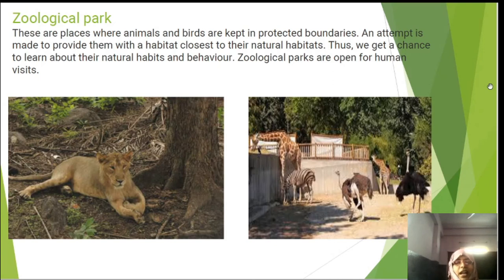So these are the places where animals are kept in a particular cage-like structure, or you can say in an open area, where they are given a good habitat, good place, good behavior. They are kept in a natural habitat so that they can have a home-like structure. Okay. And also various endangered species or extinct species are kept in these parks.